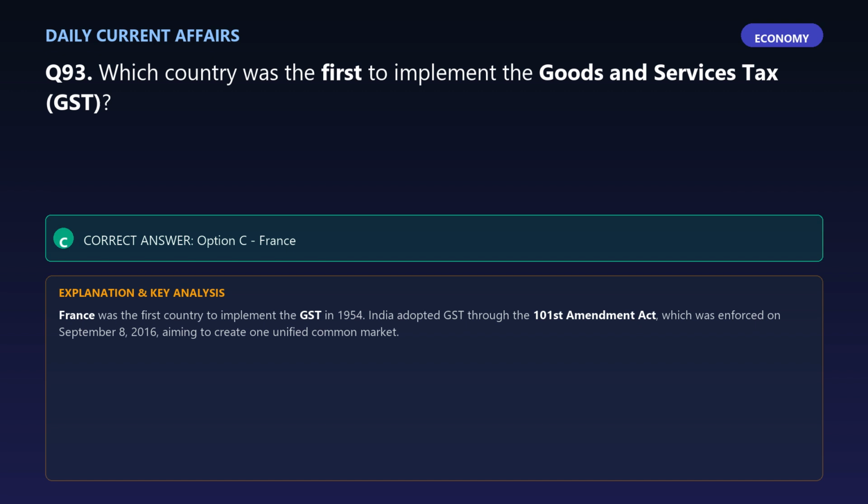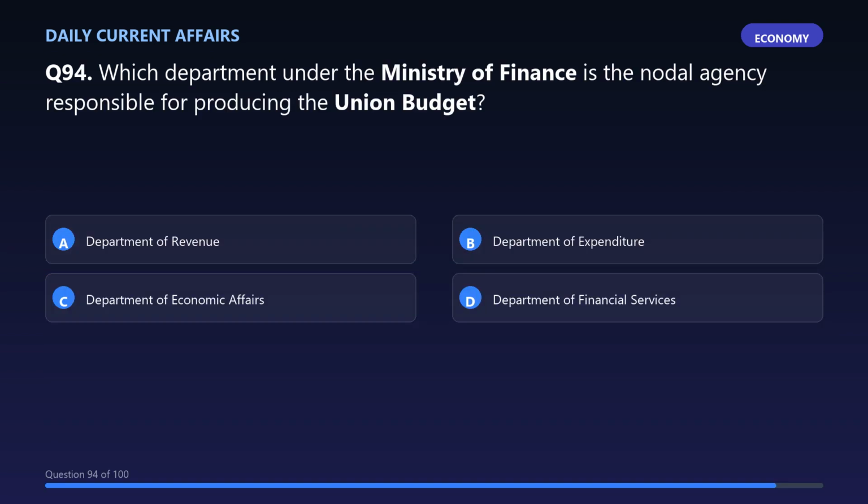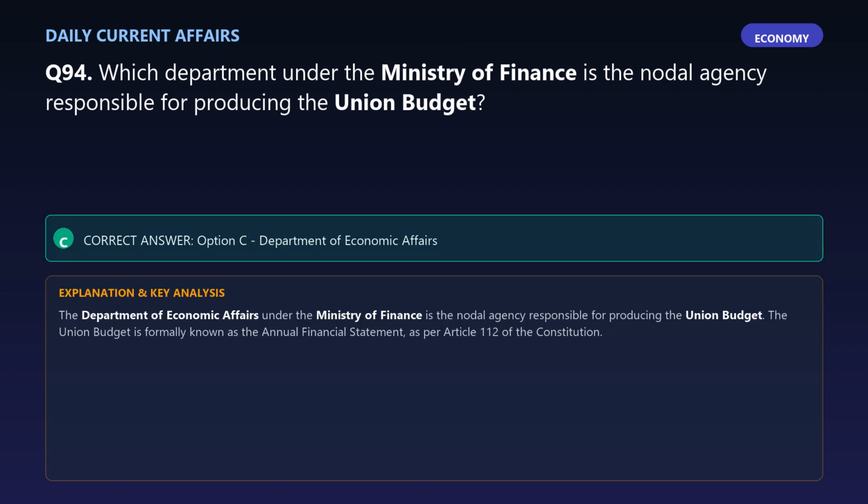Question 94. Which department under the Ministry of Finance is the nodal agency responsible for producing the Union Budget? The correct answer is option C, Department of Economic Affairs. Explanation: The Department of Economic Affairs under the Ministry of Finance is the nodal agency responsible for producing the Union Budget. The Union Budget is formally known as the Annual Financial Statement, as per Article 112 of the Constitution.